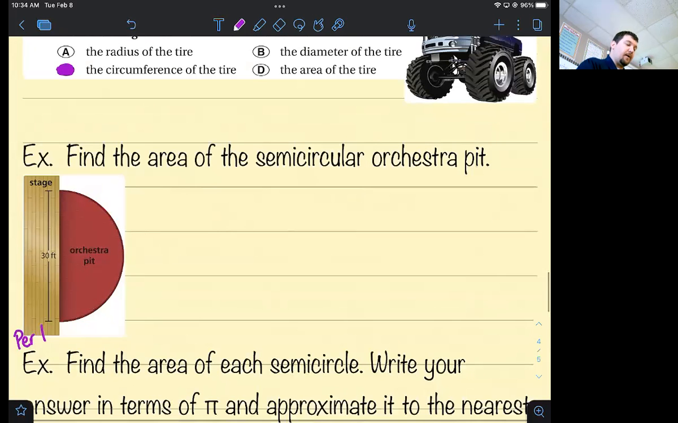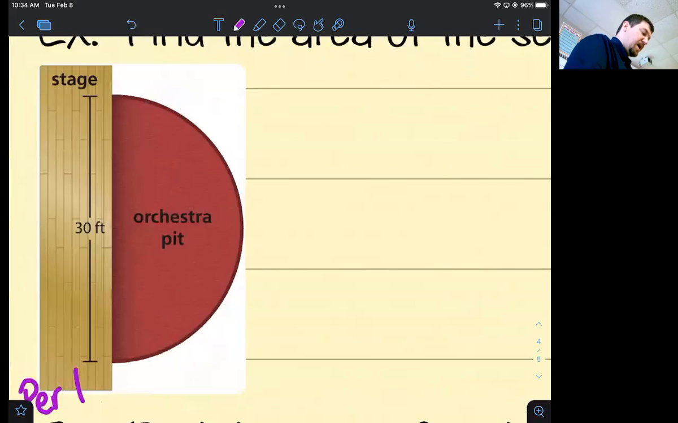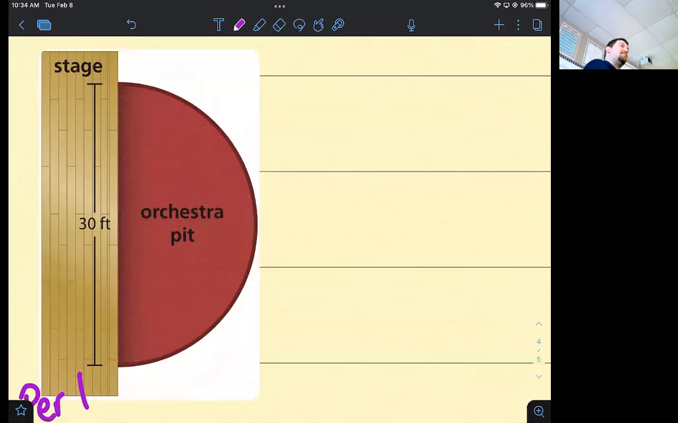The next one says, find the area of the semicircular orchestra pit. That's the red part here. So, semicircles. How do you think you find the area of a semicircle? Someone other than Frank or Hunter. Come on. How would you find the area of a semicircle? Or Lucas? Michael knows. Divide by 2. Exactly. Yeah, it's half a circle, right?